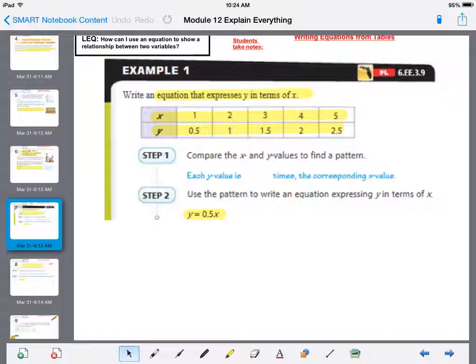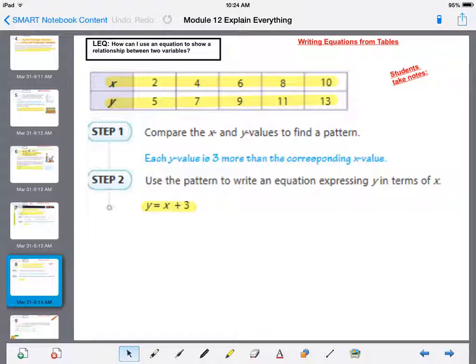So for every x, your y is 0.5. If you have 2 as your x, then when you multiply that by 0.5, you get 1. So the relationship here is y equals 5/10 times x, or half of x.